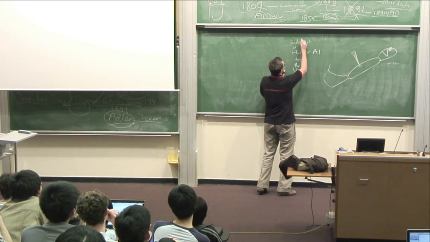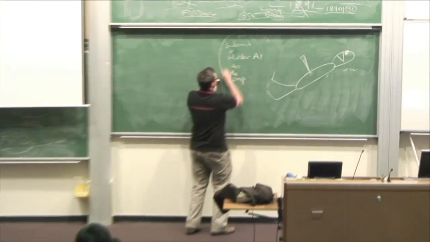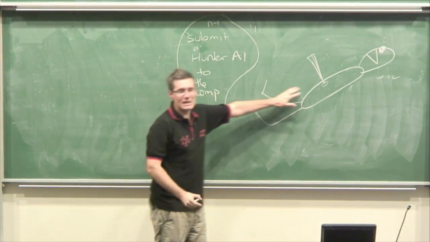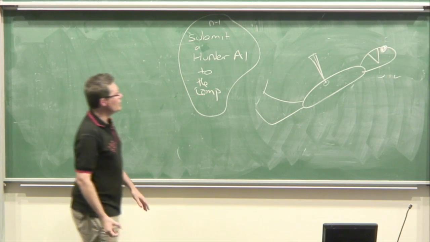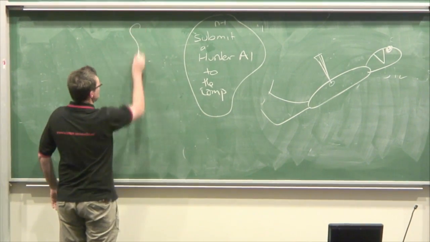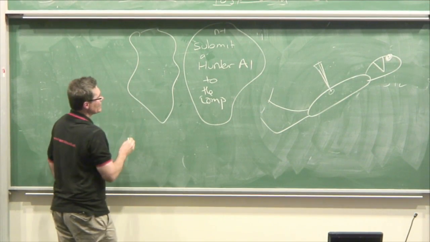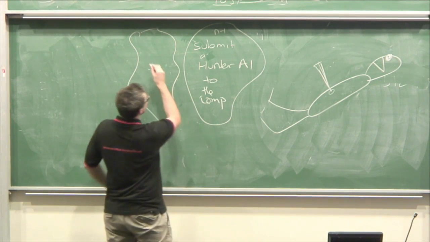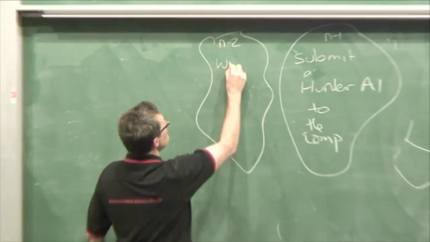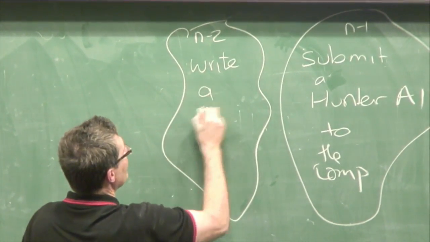So the previous step, step N minus one, is submit a hunter to the competition. And then that hunter will team up with other hunters and will kill Dracula and earn you marks and glory and all sorts of things like that. So step N minus two, I reckon, this should be like a comic, shouldn't it? Step N minus two is write a hunter.